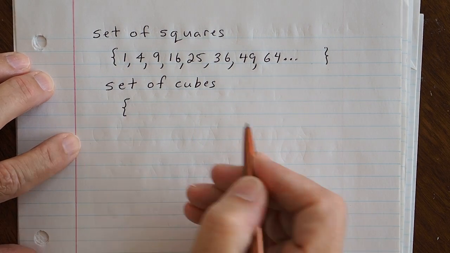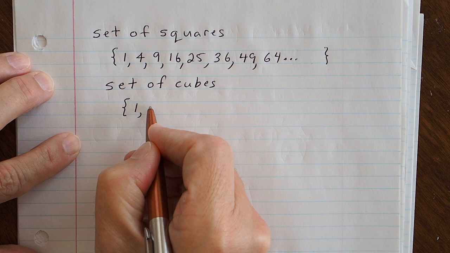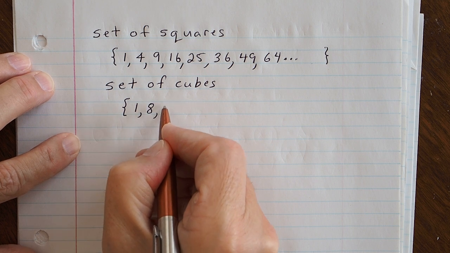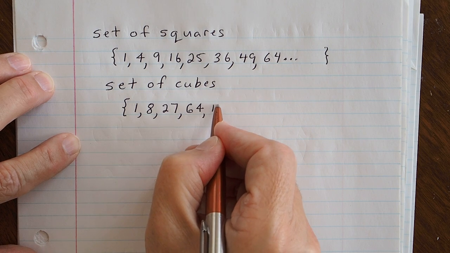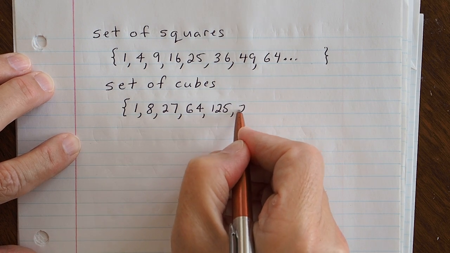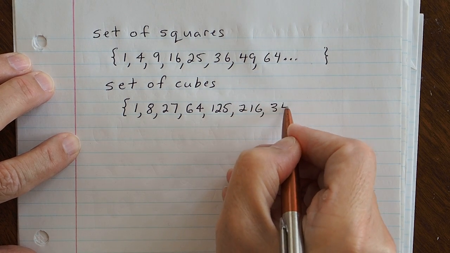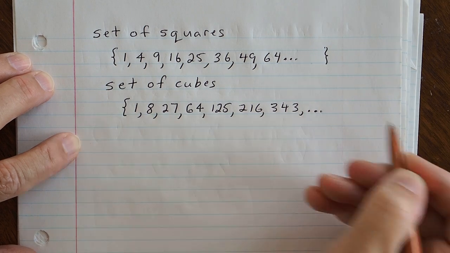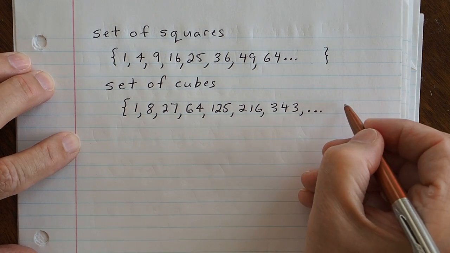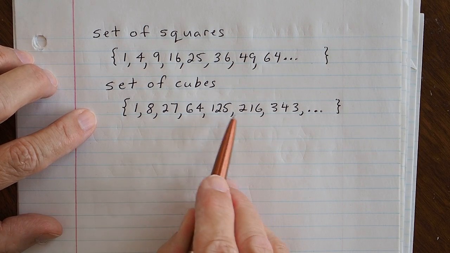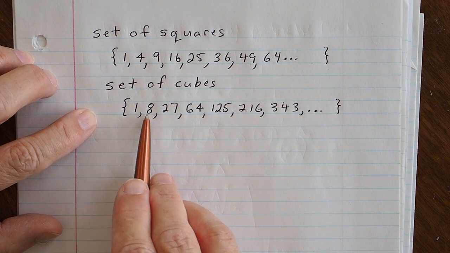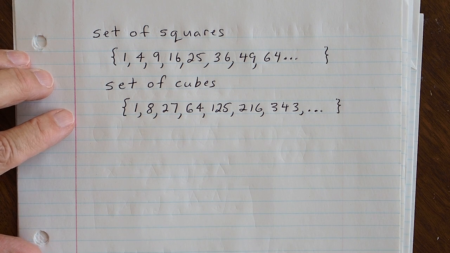So if I wrote out the set of cubes, I'd have 1 cubed, 2 cubed, 3 cubed, 4 cubed, 5 cubed, 6 cubed, 7 cubed, and so on. Up to 10 cubed would be wise if you could get it that far. And then you're familiar with these numbers. When you see them, they're like little red flags for you. You need to know them for this topic.